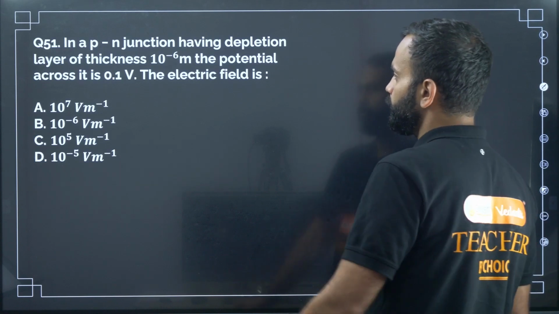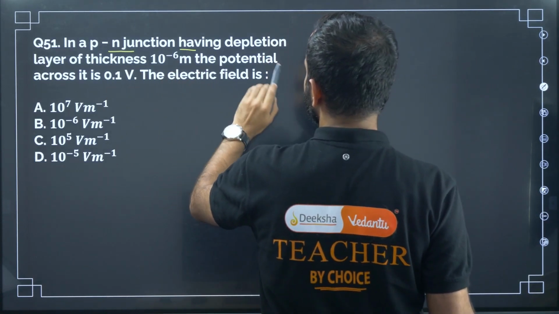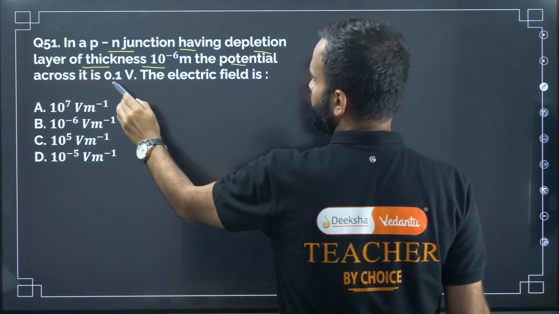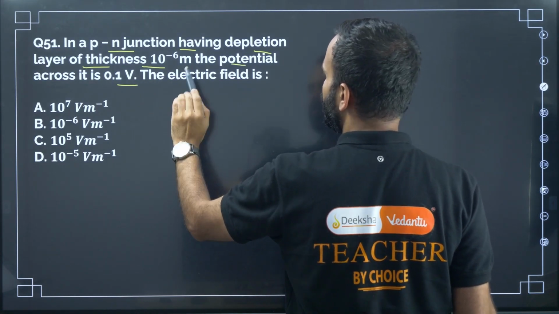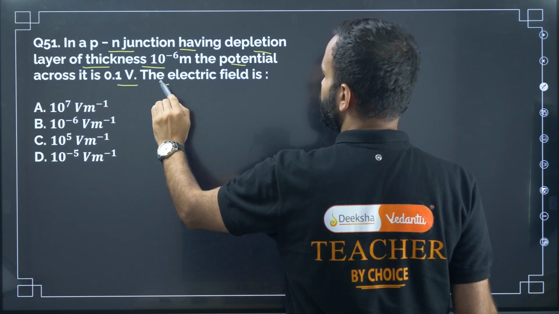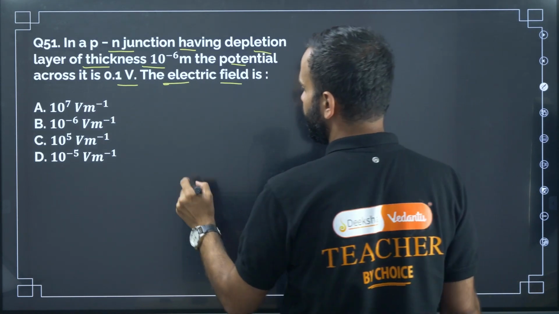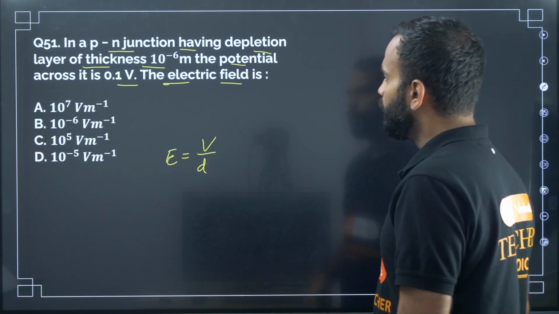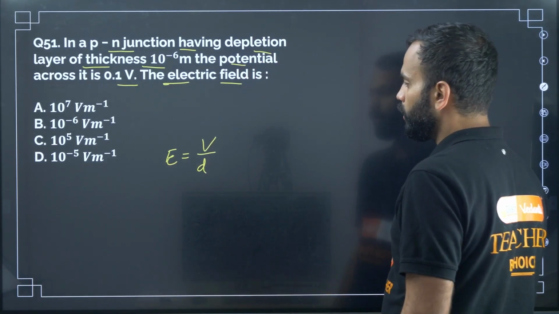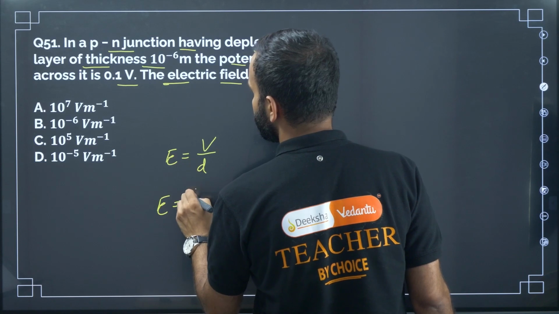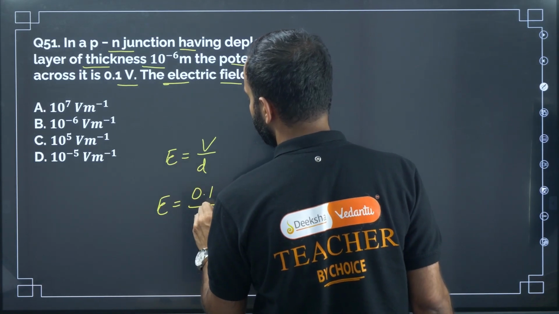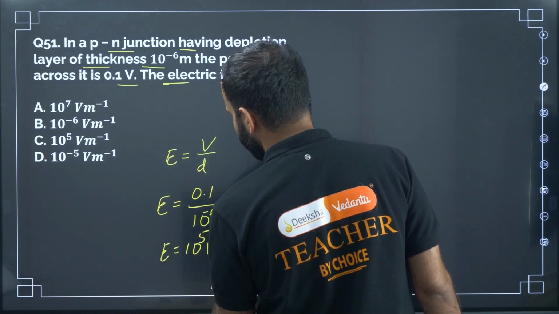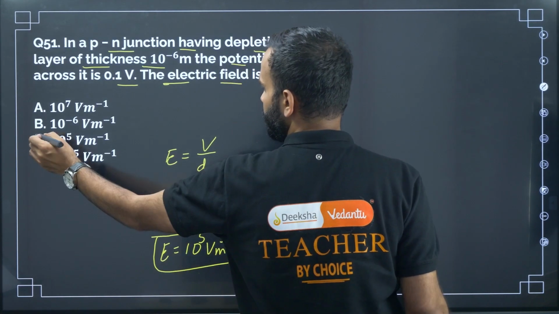Next question, question number 51. In a PN junction having depletion layer of thickness 10 to the power minus 6 meter, the potential across it is 0.1 volt. The electric field is, again the direct question, electric field E equal to V divided by D. V is the potential difference across the depletion layer, that is 0.1 volt. So E is 0.1 divided by D, that is 10 to the power minus 6. So this you will get 10 to the power 5 volt per meter. The correct option is C.